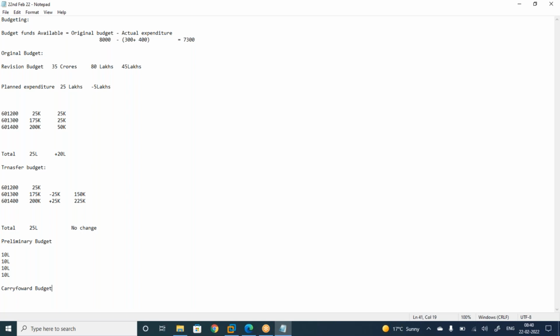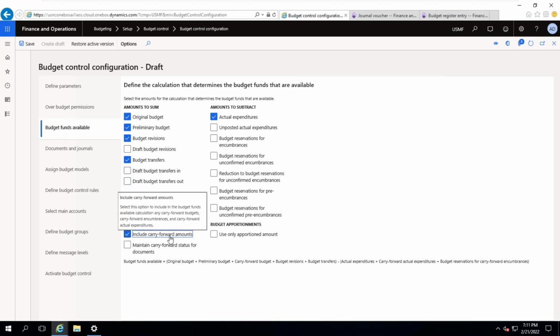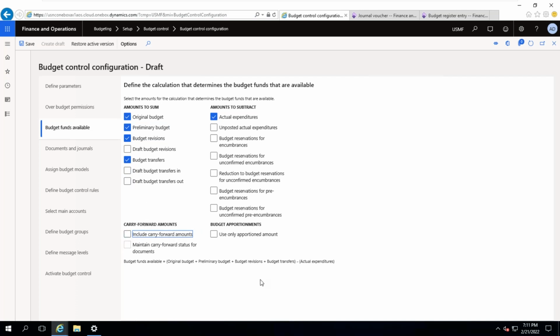Yes, sir. That is carry forward budget. Actually everything is amounts, plus or minus only. For internal purposes, the naming conventions are carry forward budget, preliminary budget, transfer budget, original budget, revision budget. Everything is only plus or minus, that's it. So the wordings are different. If you want, you can click on include carry forward budgets. We'll discuss carry forward budget later.